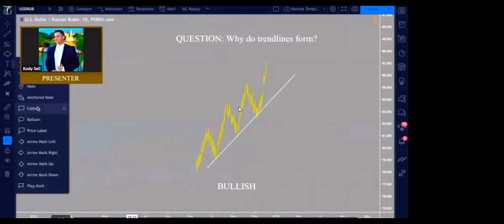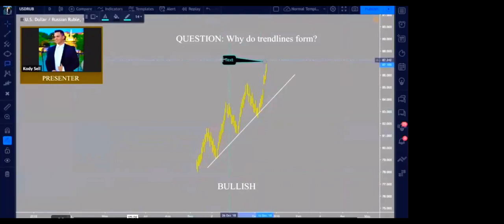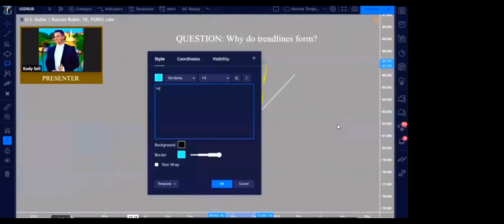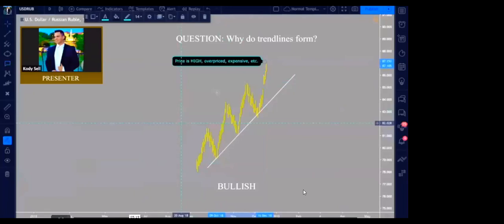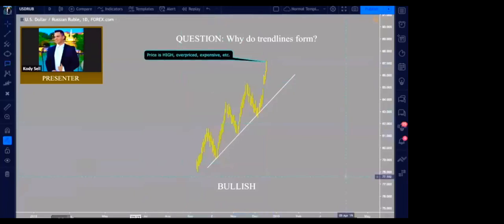Now, if you open up the market and you're looking to get in on this market and capitalize on the bullish move, here's my question to you. Do you buy right here when price is high? Price is high, overpriced, expensive, etc. So up here, this is not the place to buy. You don't want to buy when price is overinflated, overextended, and expensive. Nobody goes to Walmart and buys the TV once it's been marked up. Everyone goes to Walmart and buys the TV once it's on sale.